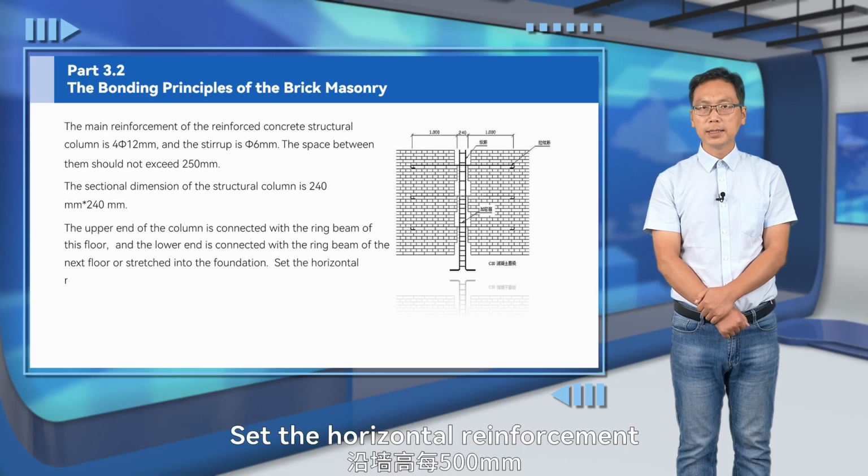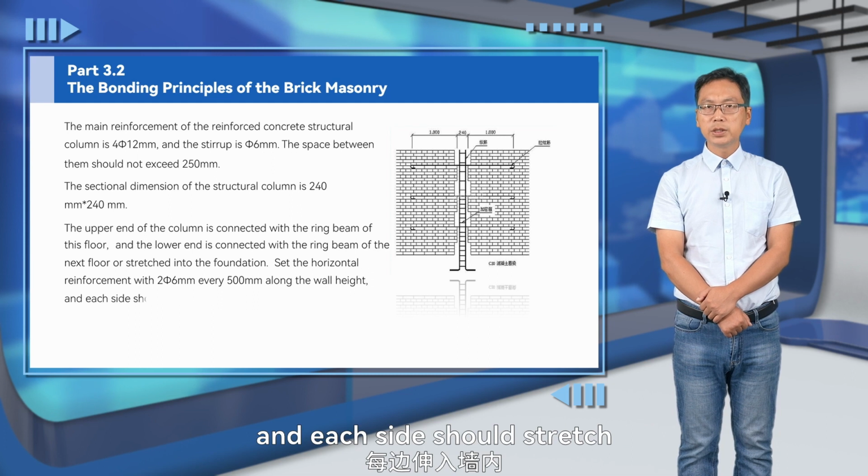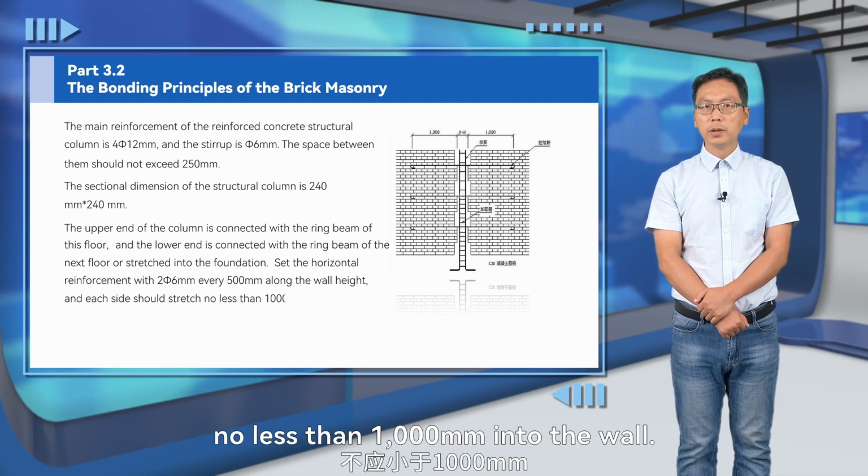Set the horizontal reinforcement with 2 pieces, the diameter of each 6 mm every 500 mm along the wall height, and each side should stretch no less than 1000 mm into the wall.